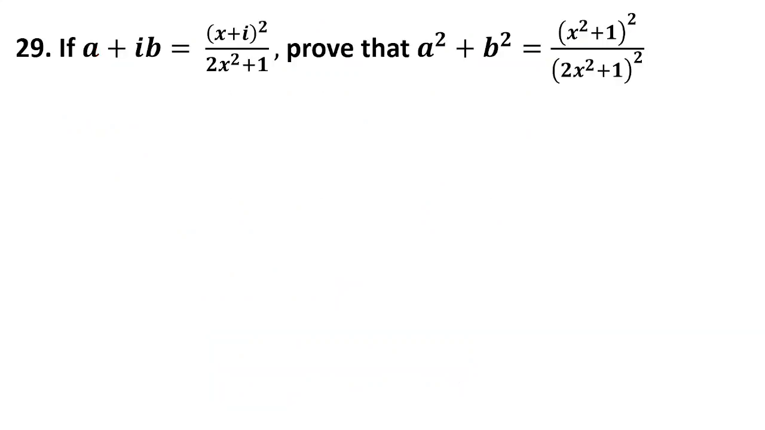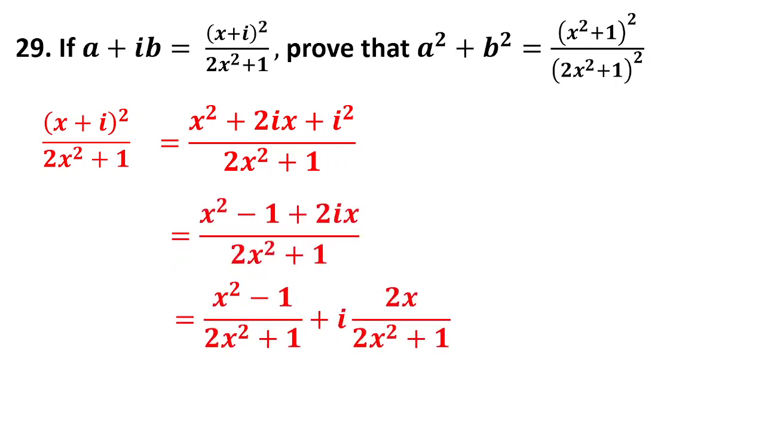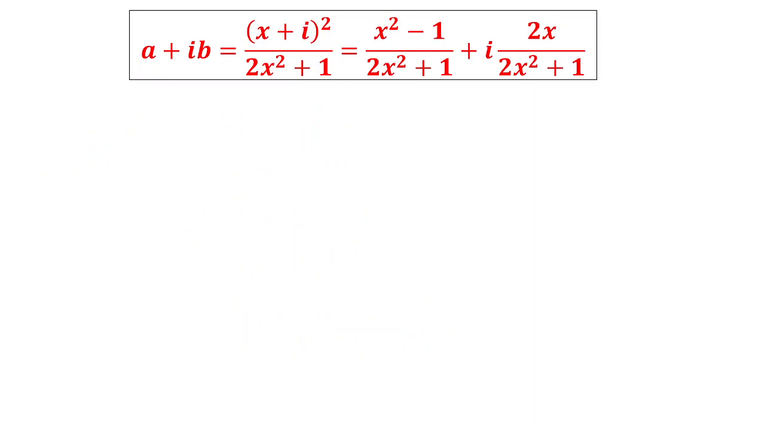Once again, a problem from complex numbers. If a plus ib is equal to (x plus i) the whole square by 2x square plus 1, you have to find what is a square plus b square. Now we are getting a plus ib, the numerator is expanded, and we are getting the real and imaginary part. Real part is (x square minus 1) by (2x square plus 1). Imaginary part is 2x upon (2x square plus 1).